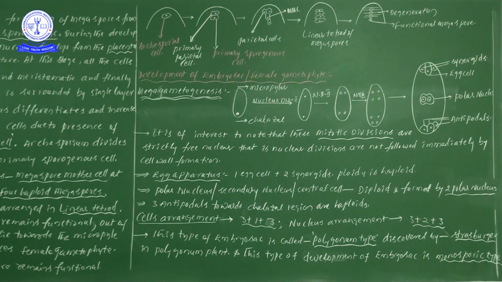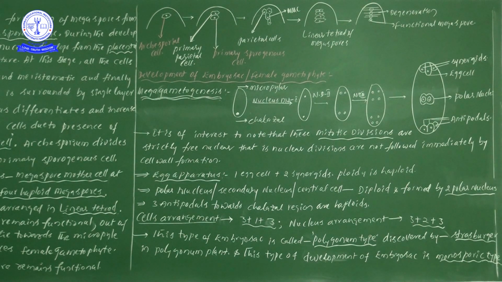Megasporogenesis means the development of a megaspore only. Now we are observing the development of a megaspore. How many functional megaspores are there? One and only one. Earlier there were four, but three have degenerated, so now only one is functional. Up to here can be taken under megasporogenesis, the process of formation of the megaspore.